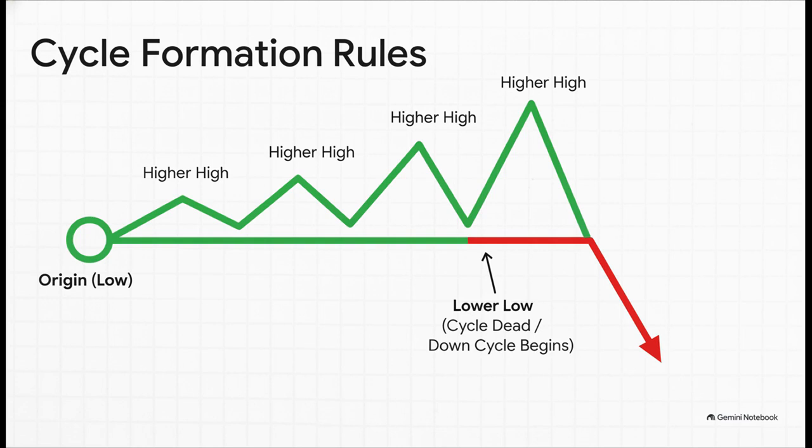An upcycle originates at a low and continues as long as every new high is a higher high. It dies the exact moment a lower low forms. That lower low then becomes the origin of a new down cycle, which continues on lower lows and only ends when a higher high breaks the prior structure. It's binary, it's mathematical, and it completely removes human emotion from reading the chart.